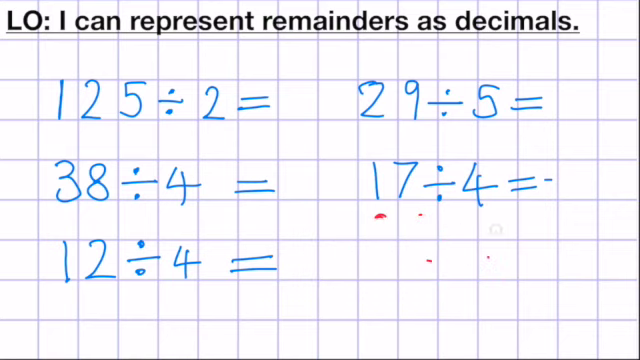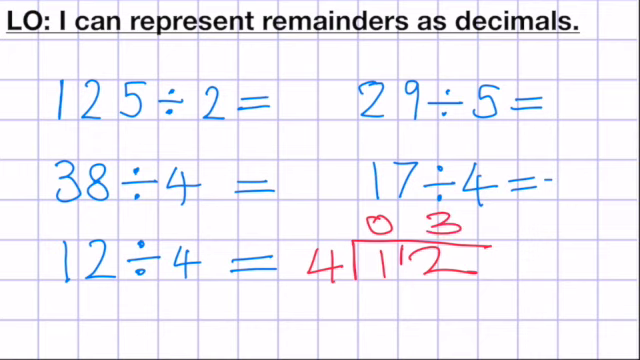We're going to now do 12 divided by 4. 4 goes into 1 0 times. Carry the 1 over, and 4 goes into 12 3 times. So in this instance, that was a trick one. There is no remainder. It's just 3.